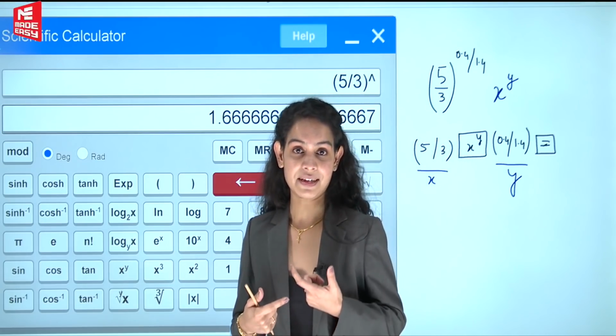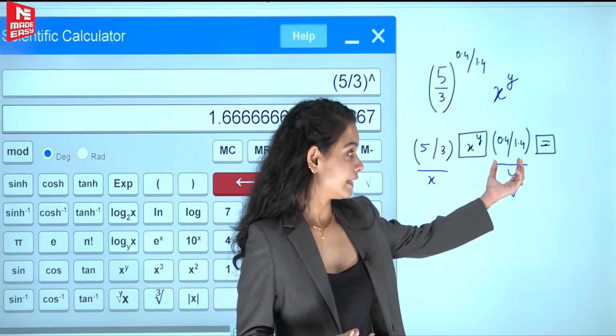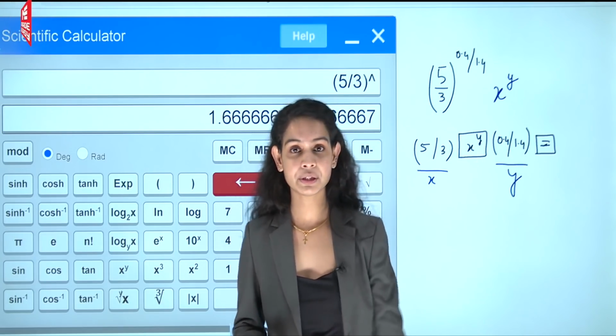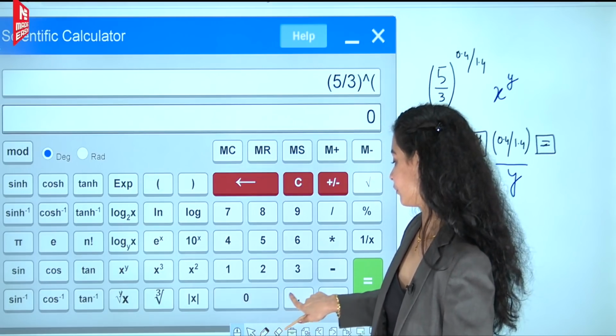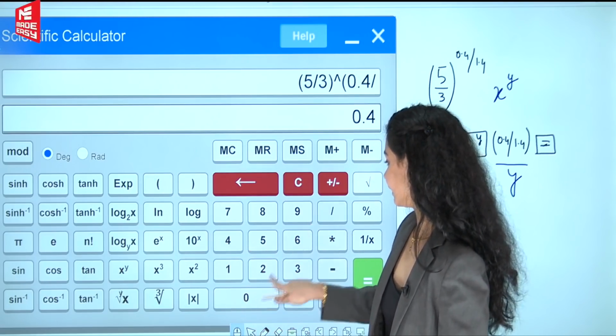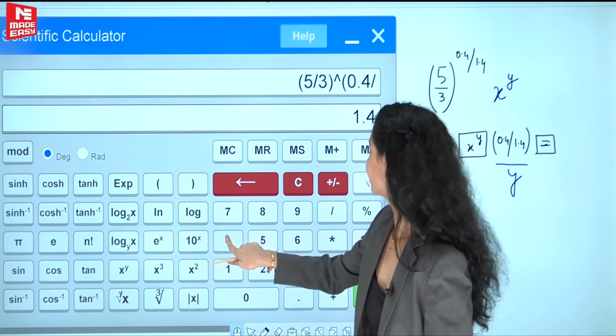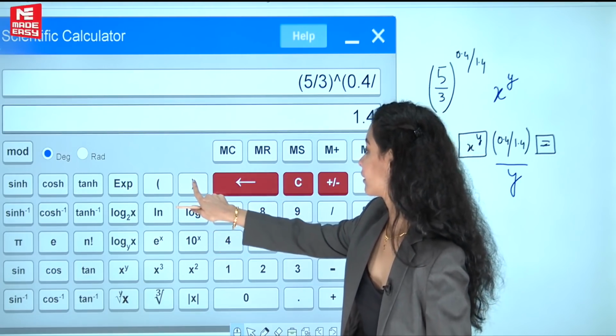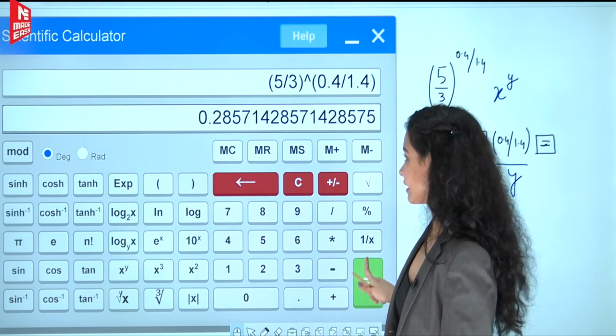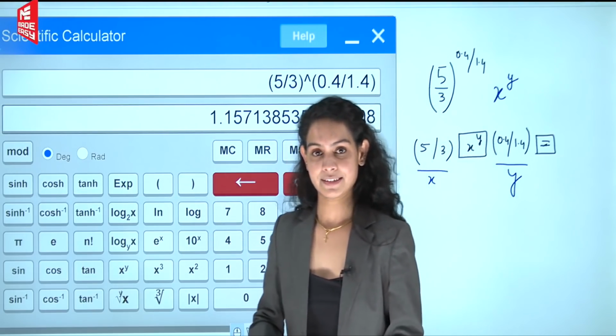Now you have to enter the value of y. Now y is again in fraction, as I said, so it's 0.4 divided by 1.4. Again open the bracket, enter 0.4 divided by 1.4, close the bracket, and then press equal to sign. There you get your answer.